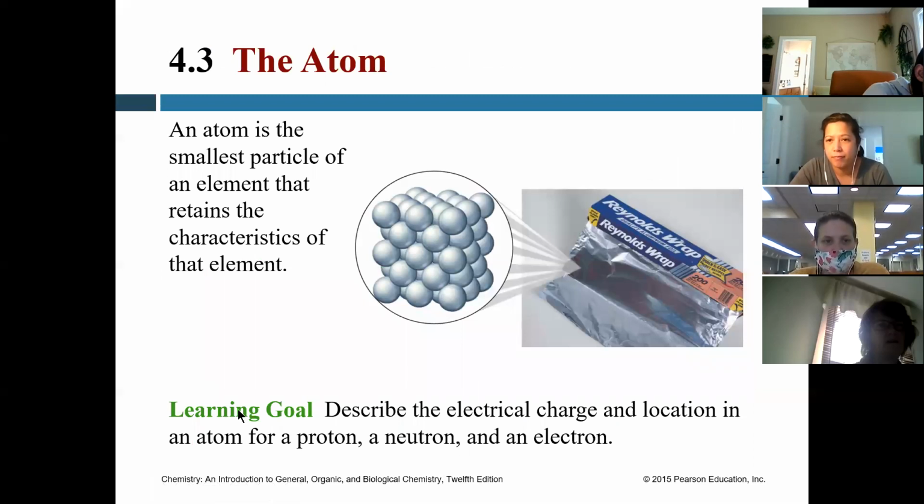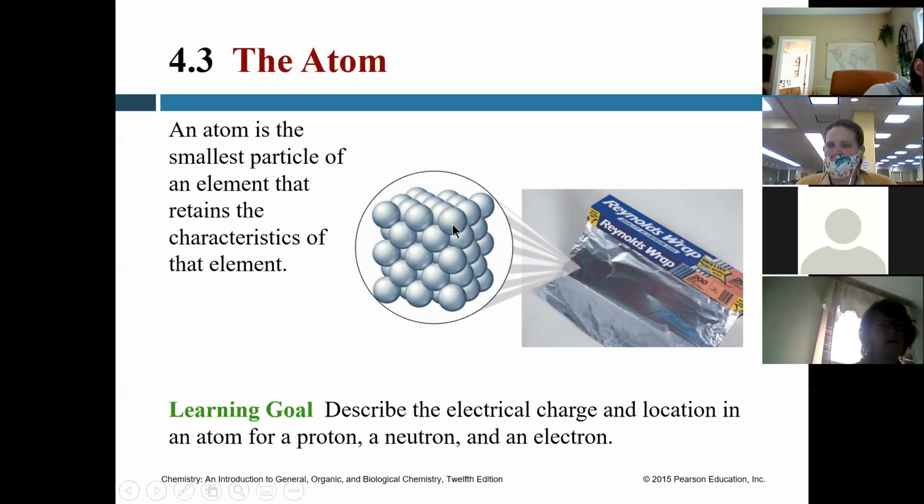Okay, so the smallest identifiable particle of matter is going to be the atom. An atom is the smallest particle of an element that retains the characteristics of the element. So if I have a big hunk of aluminum, and I was to take that aluminum and cut it in half, and cut it in half, and cut it in half, and keep cutting that piece down, the smallest thing that I could get to and still classify it as aluminum, or that it would still have the properties of aluminum, would be the atom.